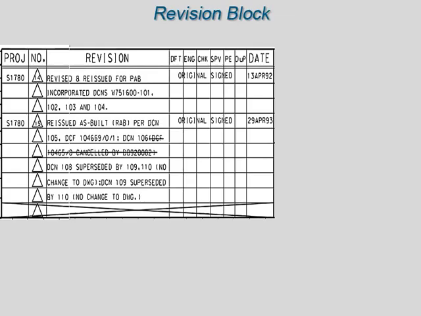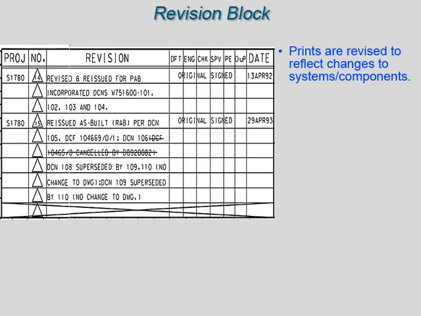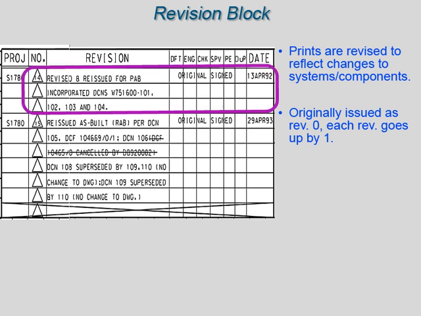As changes to a component or system are made, the prints must be updated to reflect those changes. These changes are tracked in the revision block of the print. Prints are originally issued as Rev 0. As revisions are made, an entry is placed in the Rev block. This entry provides a revision number, a title or summary of the revision, and the date of the revision. Each time the print is updated, the Rev number in the title block is increased by 1.